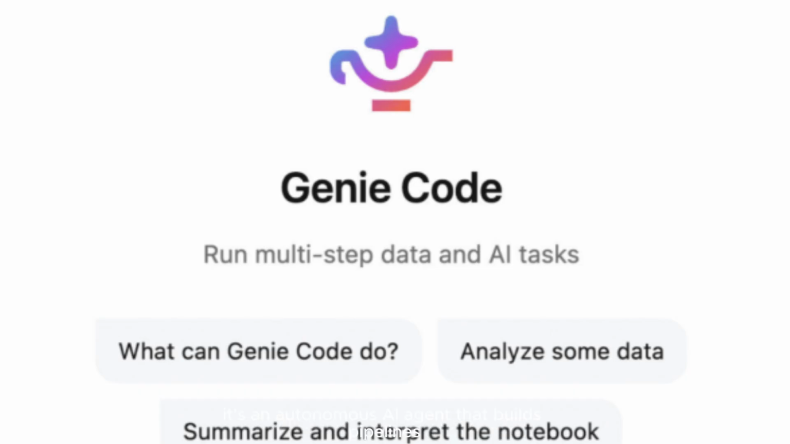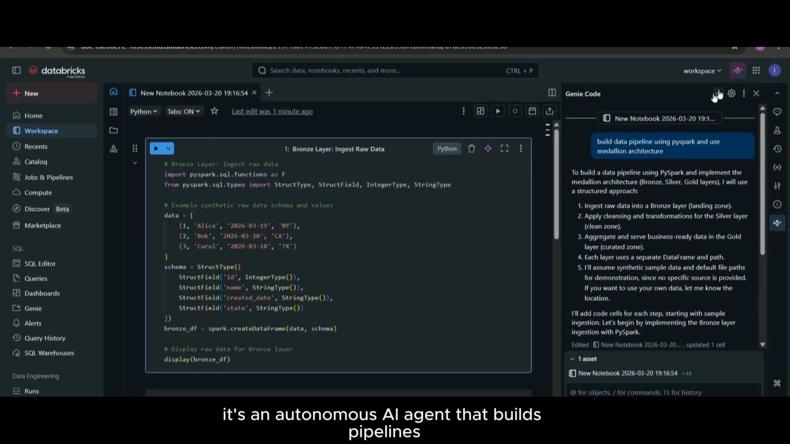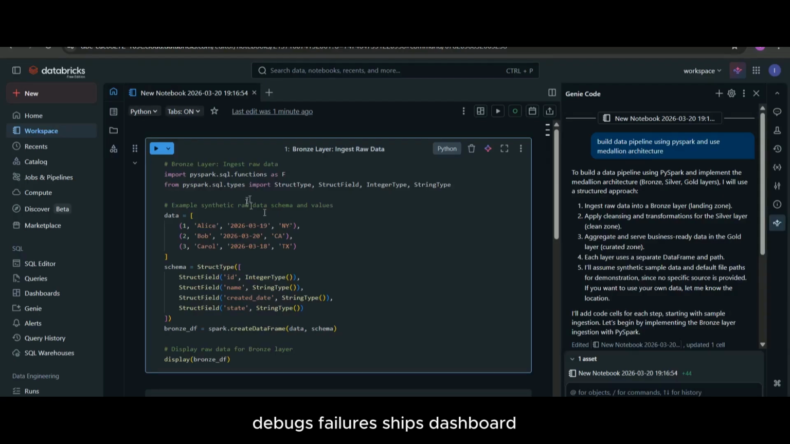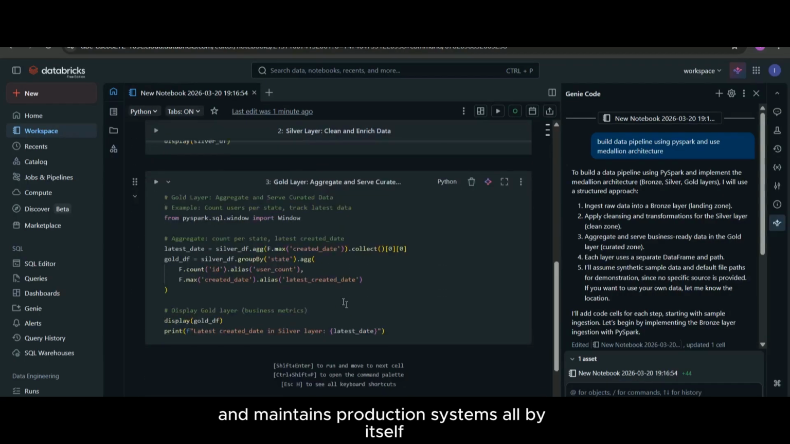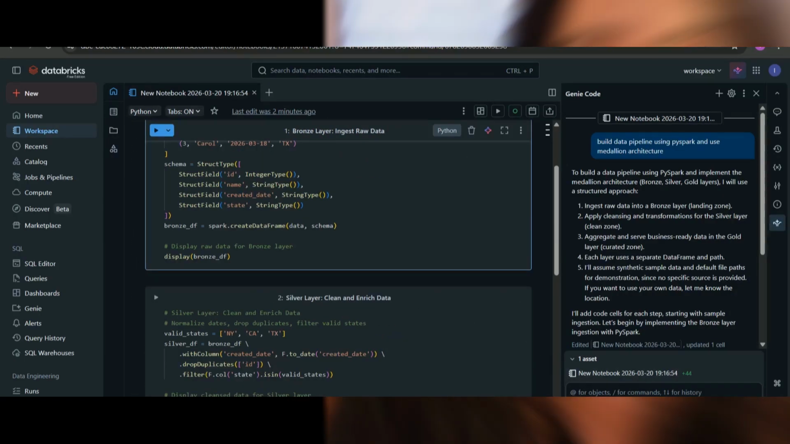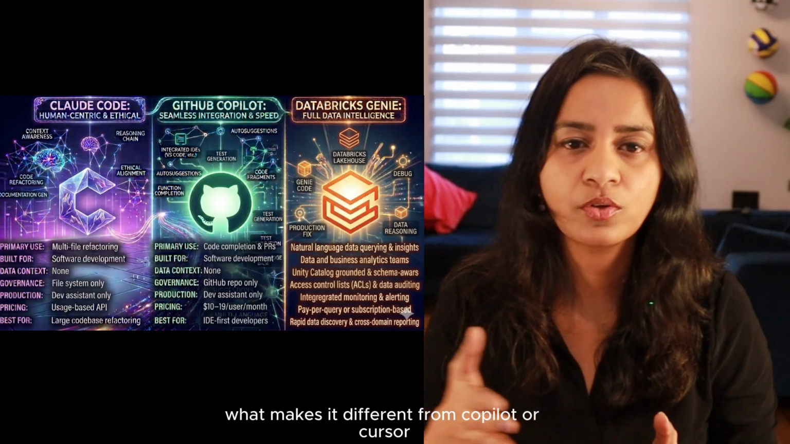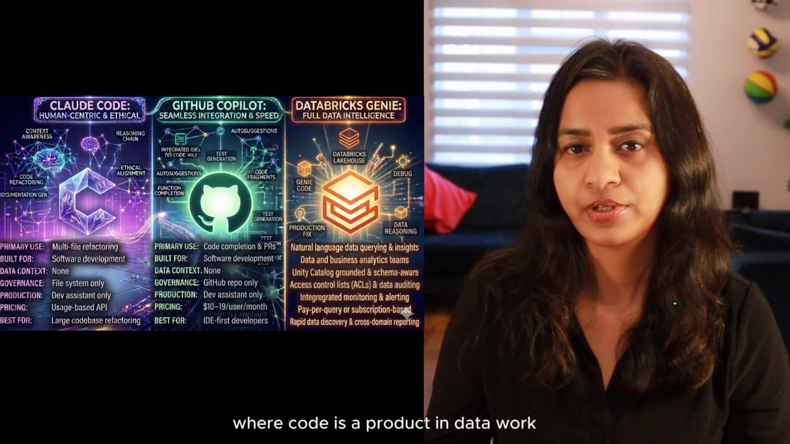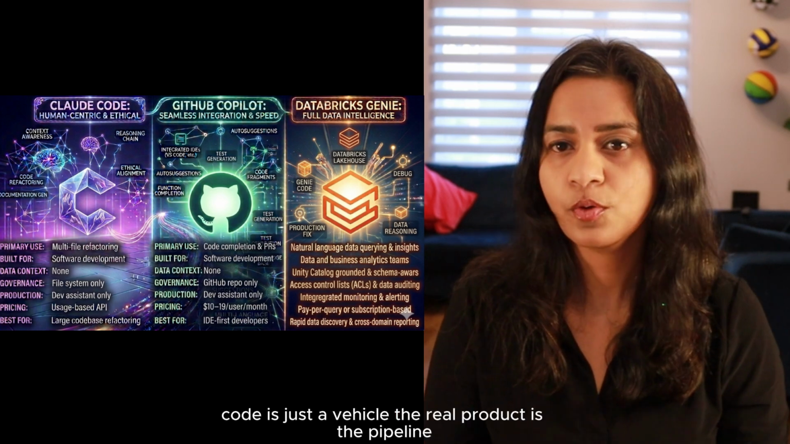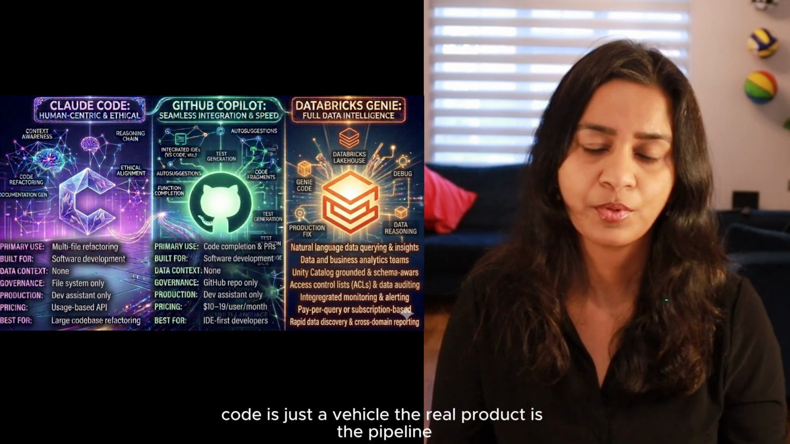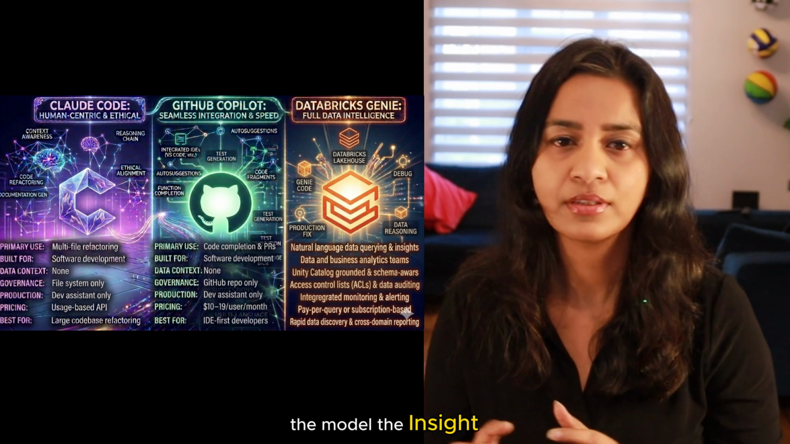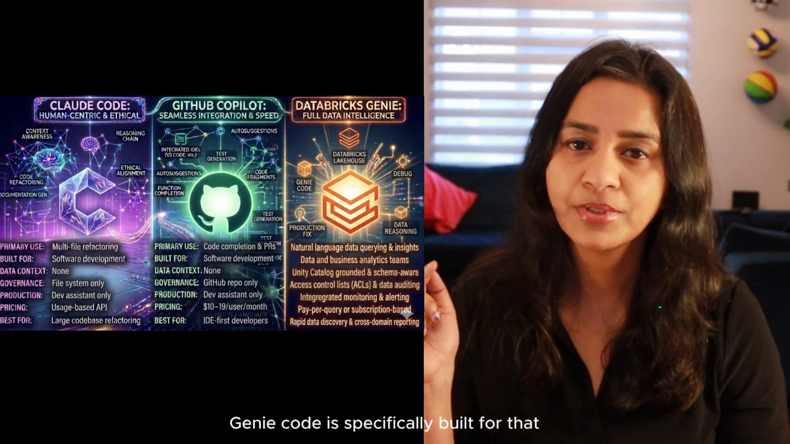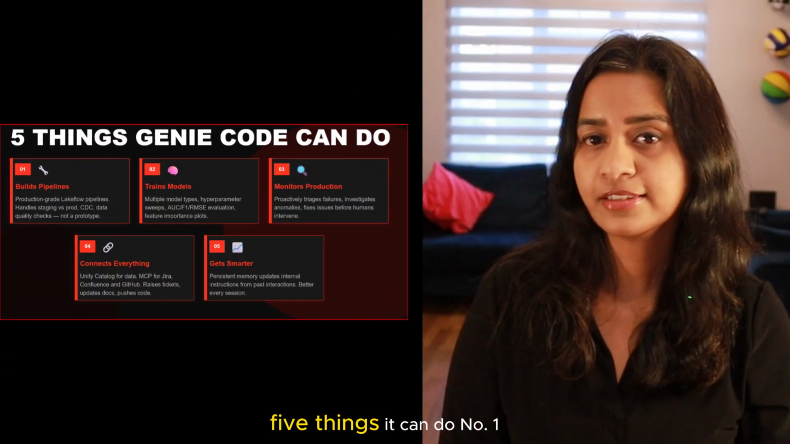Genie Code, which was launched recently, is the most significant thing Databricks has shipped in years. It's an autonomous AI agent that builds pipelines, debugs failures, ships dashboards, and maintains production systems all by itself. What makes it different from Copilot or Cursor? Those tools are built for software engineering, where code is the product. In Databricks, code is just the vehicle. The real product is the pipeline, the model, the insight. Genie Code is specifically built for that. Five things it can do.